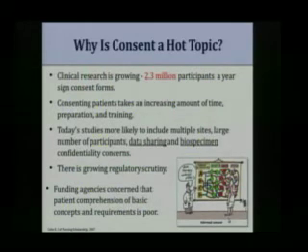It usually isn't from a fear of the study itself. It's from the lack of what they know and what they trust you're telling them. We know there's growing regulatory scrutiny. Funding agencies are concerned that patient comprehension of the basic concepts and requirements is poor. And that's a very valid point.